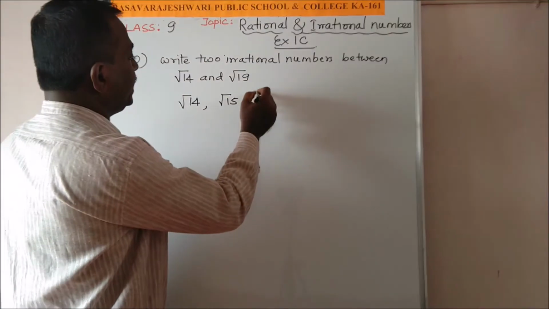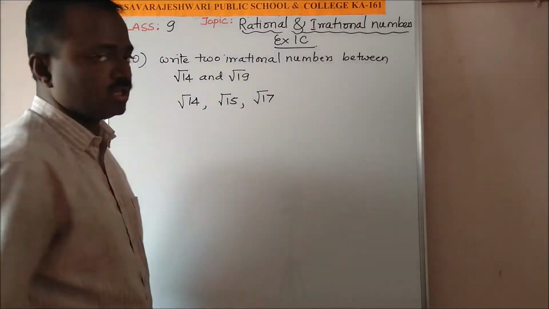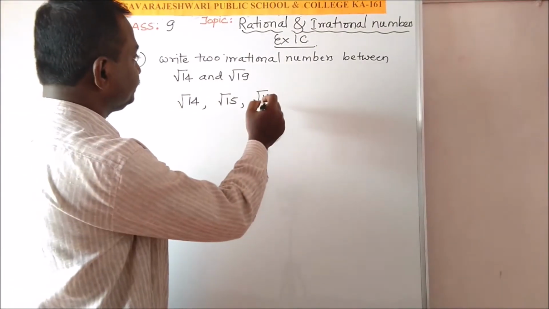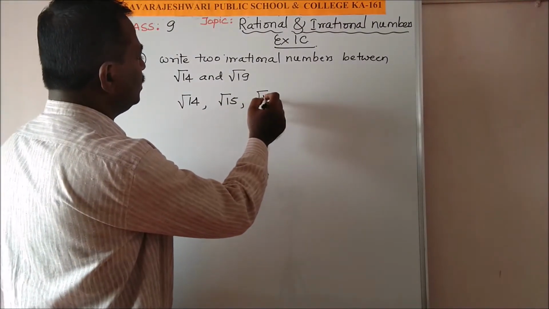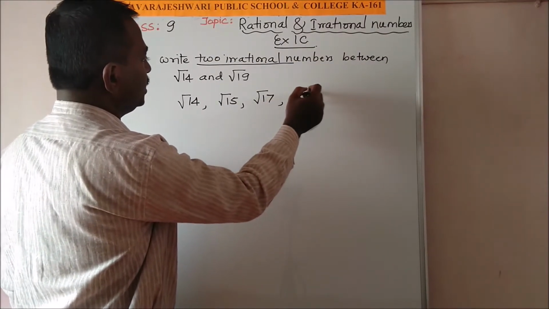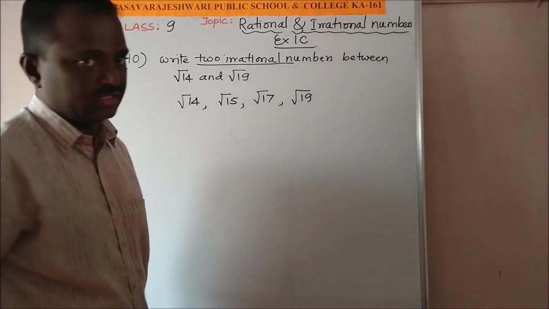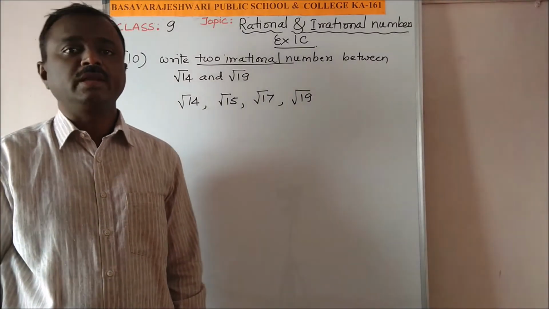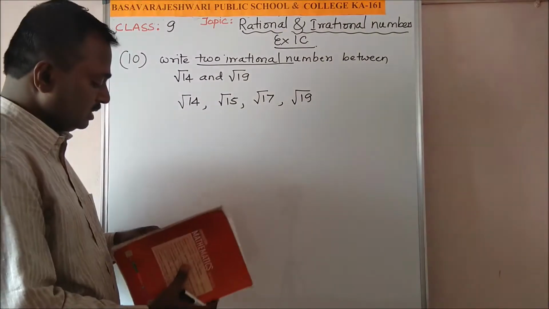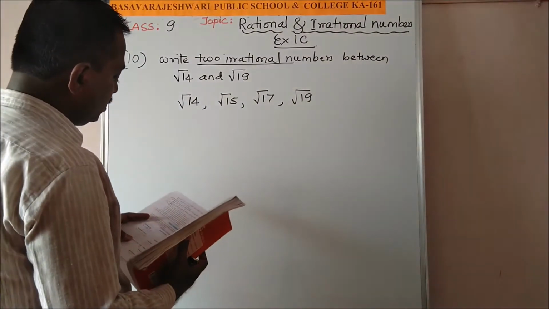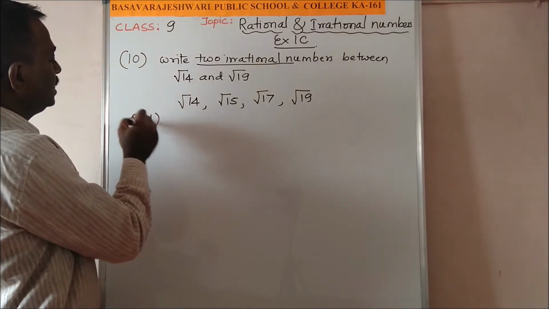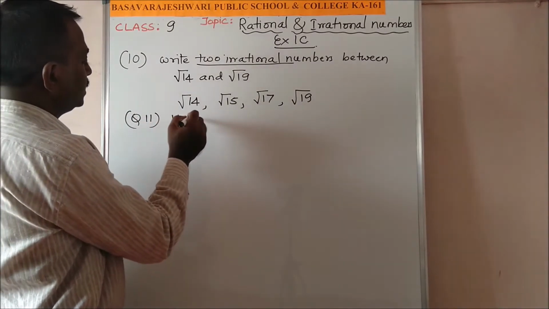So, root 17. It is an irrational number because there is no perfect square for that square root. And they ask only any two irrational numbers. Therefore, I am stopping here only. We can write root 18 also. It is also an irrational number. Understood, children? So note down this sum. Question number 11 also I am giving as homework.